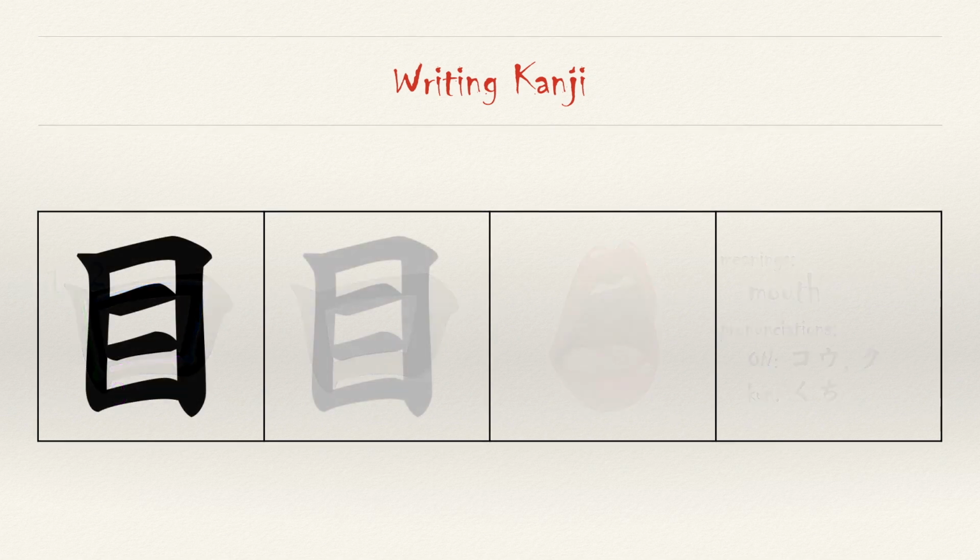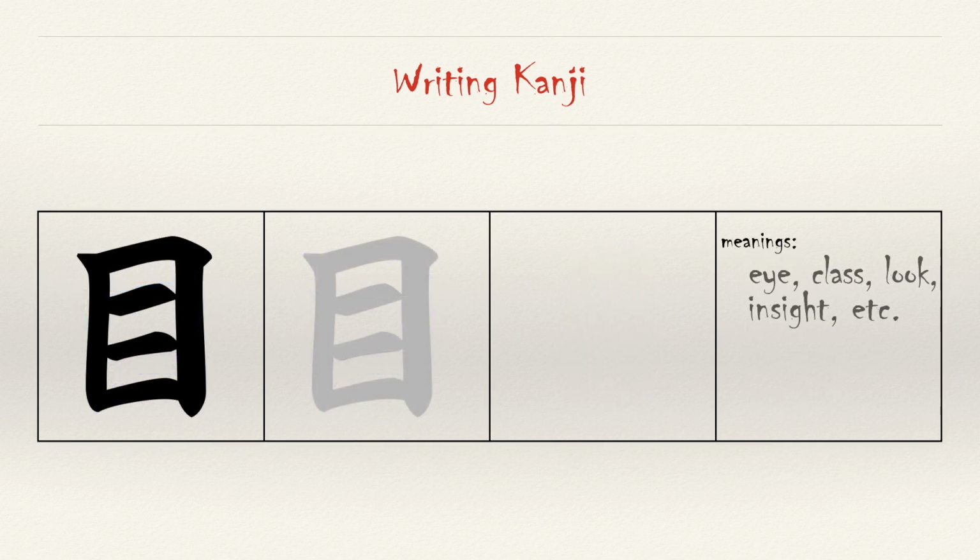This character represents an eye, which is how we look. It can also mean class, insight, experience, care, or even favor. This is one of those characters that can mean many things, but it usually means an eye. This is pretty easy too, as the stroke order is straightforward.